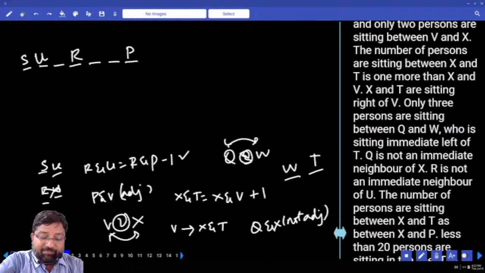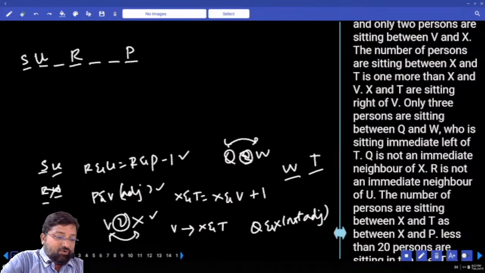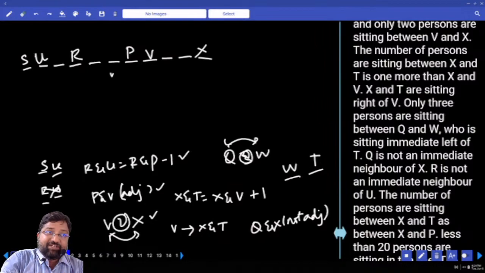Chappandamma. P and V are adjacent, then he says 2 persons are sitting between V and X. Maybe this is V, or this can be V kada. But if I take V here, I'll get more places. 2 persons are sitting between V and X. Why did I take X to the right side of V? Already there is one point which told me X and T are to the right side of V. Did it tell us or not?